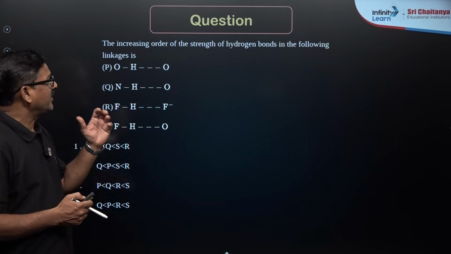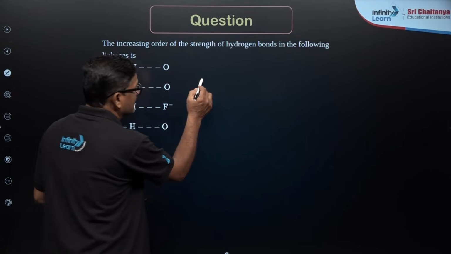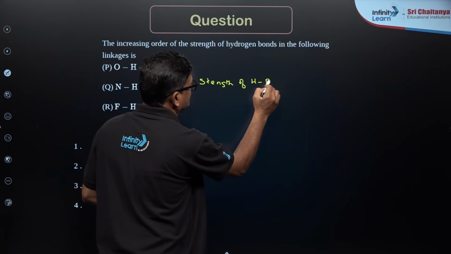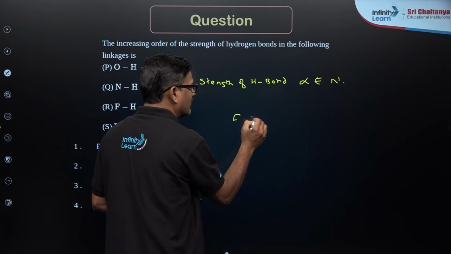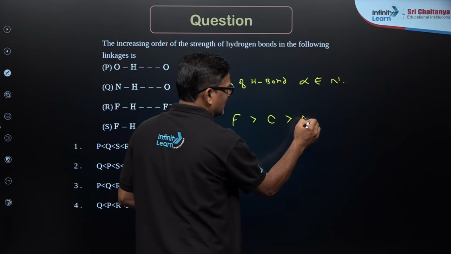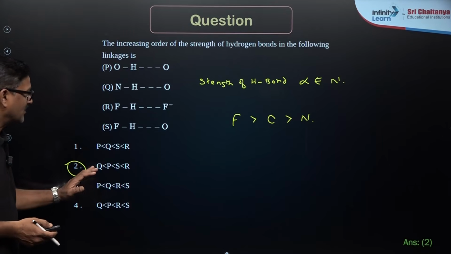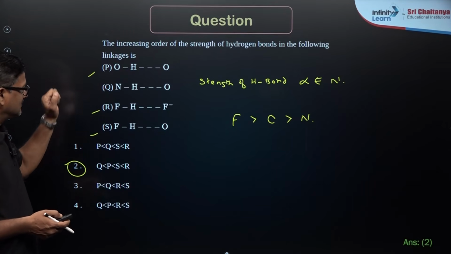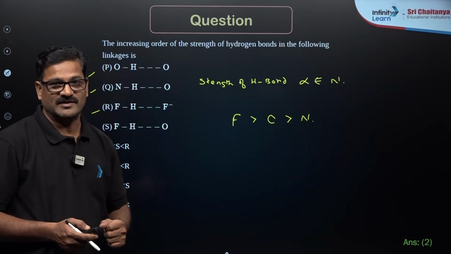Students, this question is asking about increasing order of strength of hydrogen bonds in the following linkages. Strength of hydrogen bond is directly proportional to electronegativity. So fluorine forms a stronger hydrogen bond than oxygen, then nitrogen. So based on this, I would like to say option 2 is going to be the correct answer. R, and then S, then P, then last Q. It all depends on the game changer, which is electronegativity.